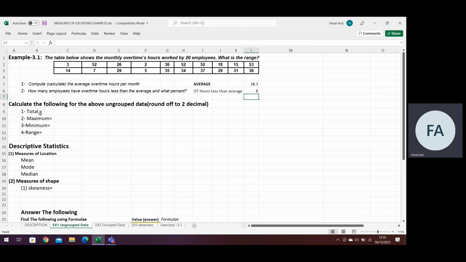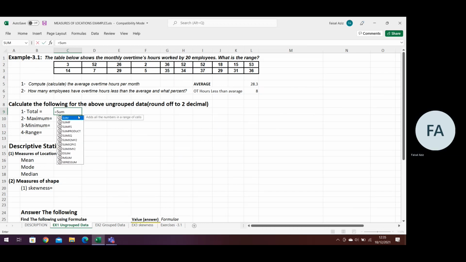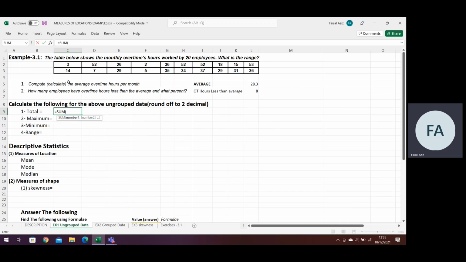Then we need to calculate total. Calculate the following for the above ungrouped data and round off to 2 decimals. So here to calculate total, I'll press equal sign, write sum, double click on the formula and select this data set, click enter, and we'll get total 566.